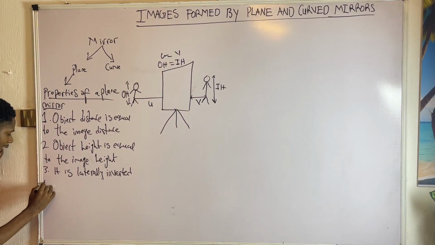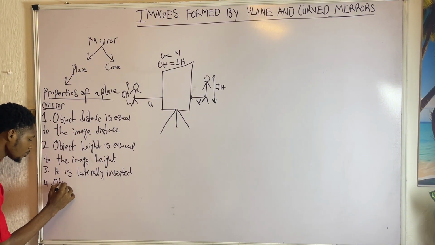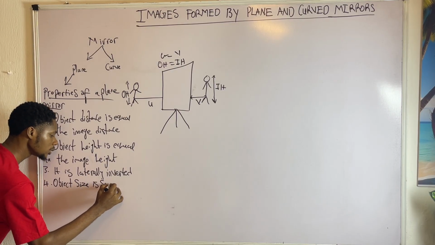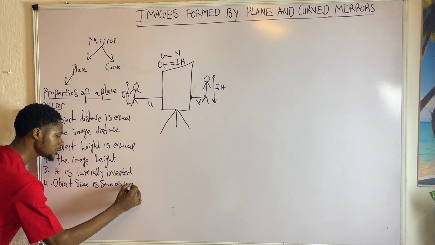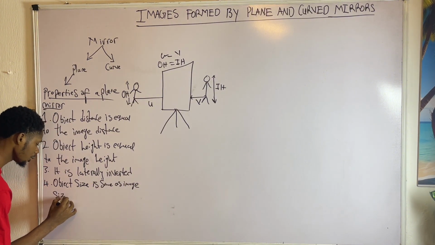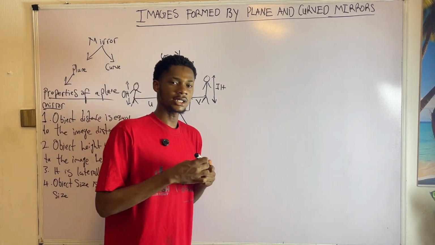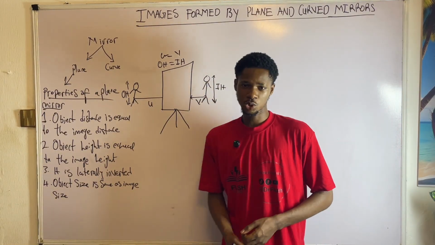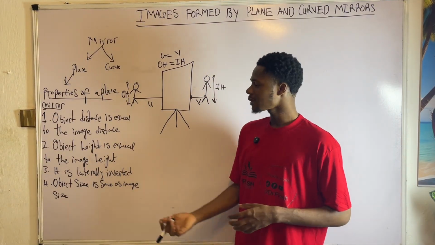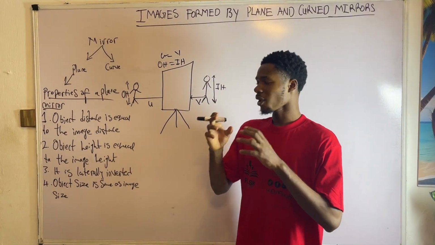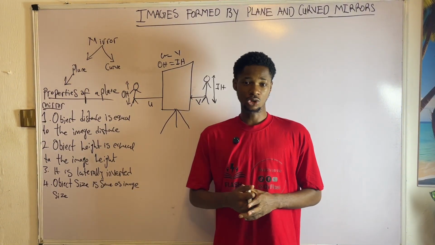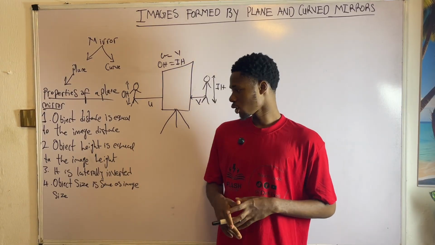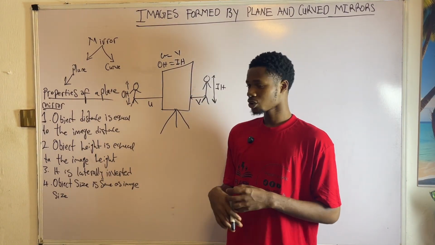Okay, so I can come here and write number 4. Object size is the same as image size. Object size is exactly the same as the image size. What else do you notice? Any other thing you can notice whenever you stand in front of a plane mirror, you can add it as properties. But trust me, if you are asked in an examination, these are the most common ones you should expect. You should expect these properties to come out as part of your questions in an examination that has to do with plane mirrors or thereabouts.